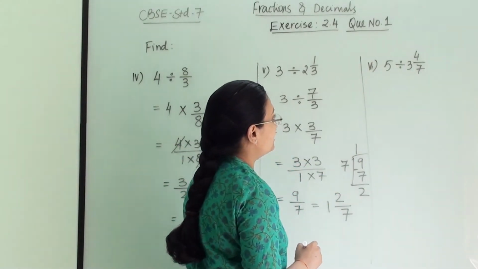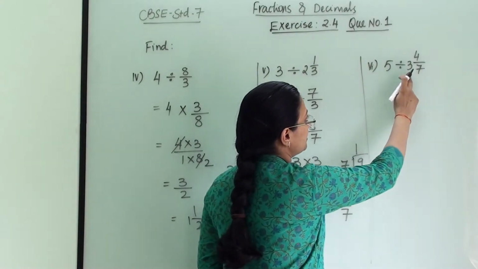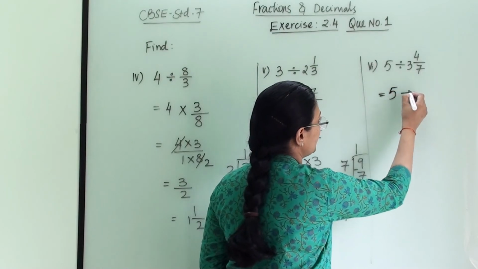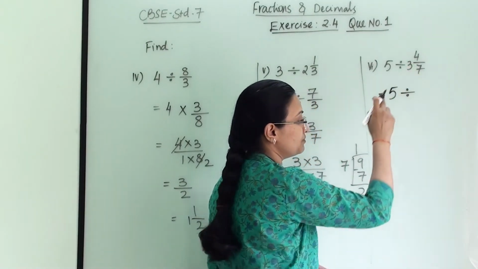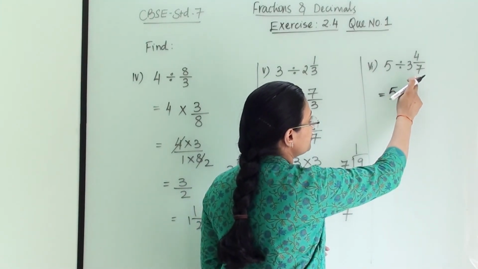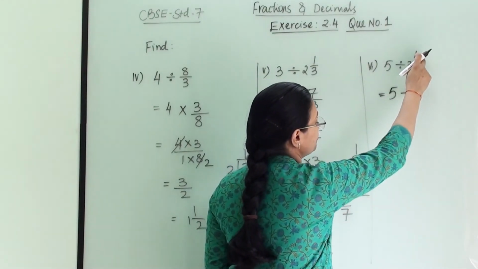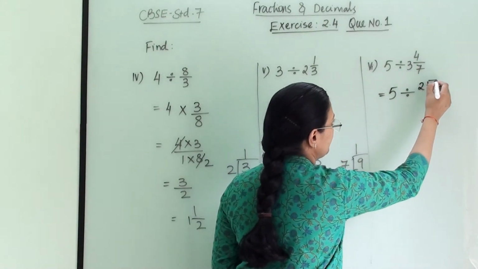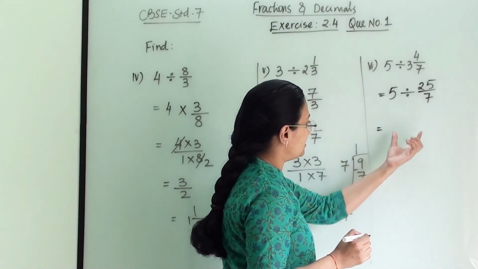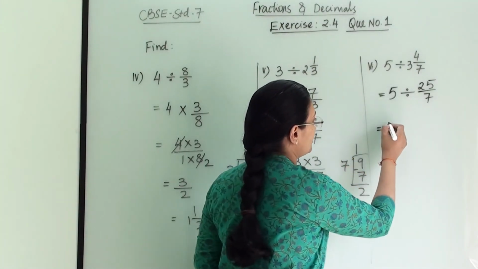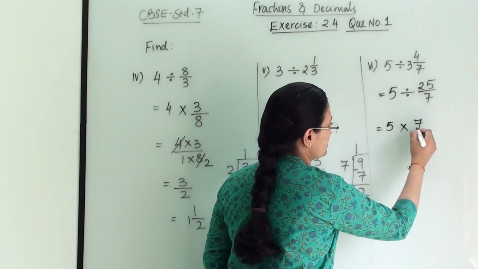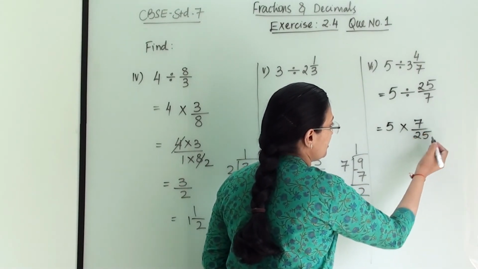The last numerical is 5 divided by 3 4 by 7. So let us write here first 5 divided by. This is a mixed fraction. We will convert this into an improper fraction. So 3 into 7 is 21. 21 plus 4 is 25. So 25 divided by 7. Now let us do as per the division method. First we will convert this into multiplication sign and then we will take the reciprocal. So 7 divided by 25.